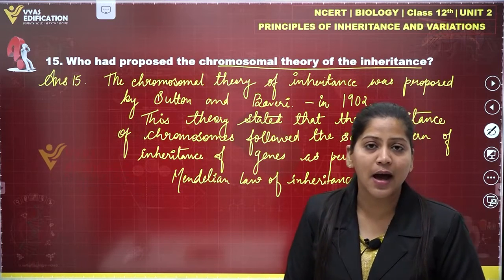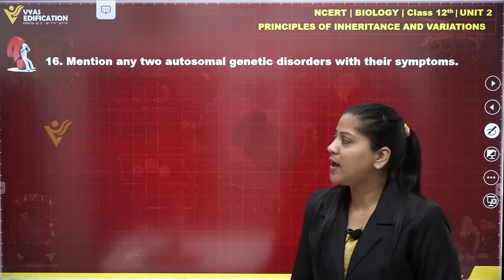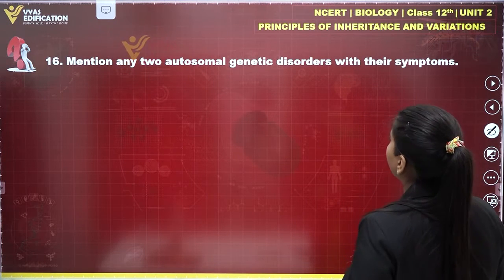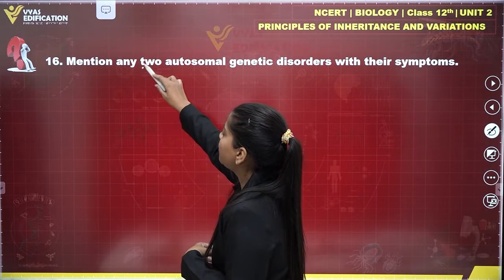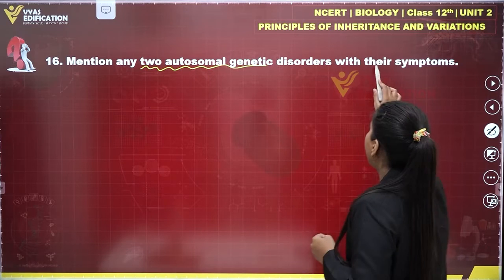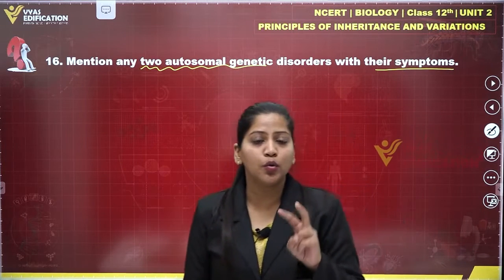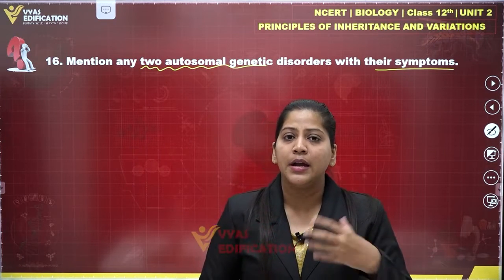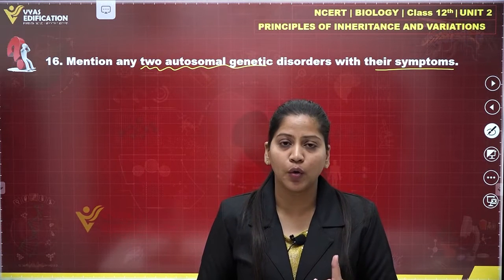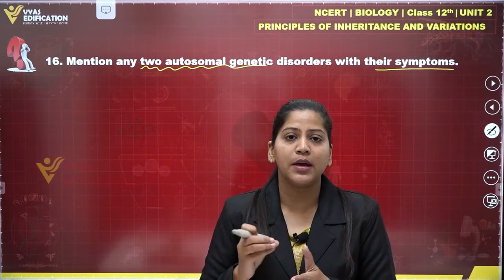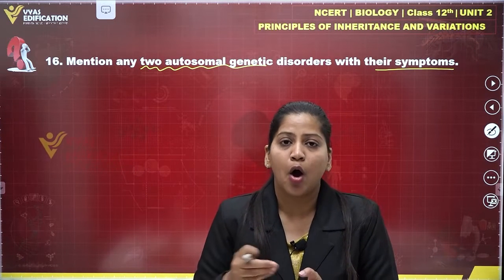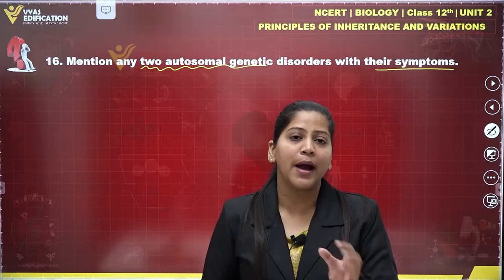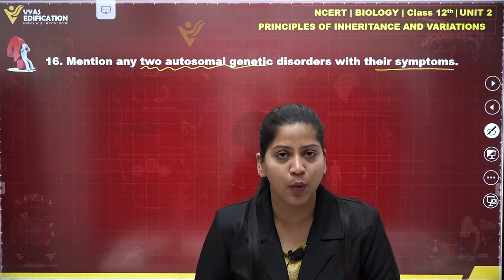Now we are moving towards the last question of this chapter, question number 16: mention any two autosomal genetic disorders along with their symptoms. So we have to mention two autosomal genetic disorders and their symptoms. First we are discussing Down syndrome. Down syndrome is an autosomal genetic disorder, an autosomal aneuploidy, caused by gaining an extra copy of chromosome number 21.